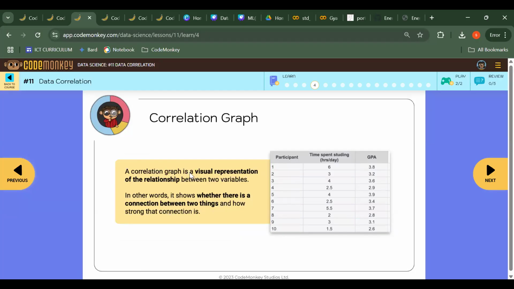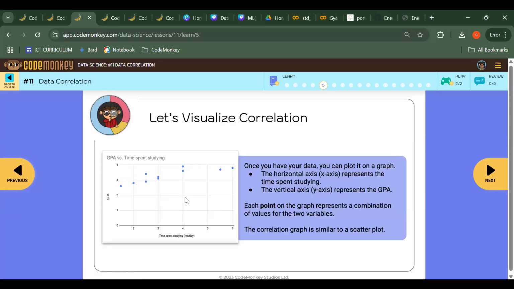So let's see the graph representation. A correlation graph is a visual representation of the relation between two variables. Time spent studying and grade, those are two variables. This graph is plotted from the earlier data in the table. Here we can see the changes. If I go to 4 hours, the grade is almost 3.8 or 3.9. And if I go to 2 hours, it's 2.8.